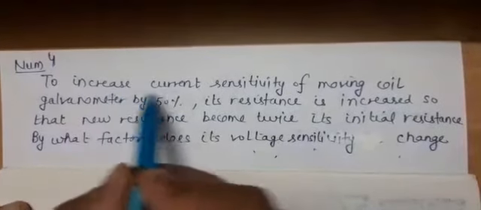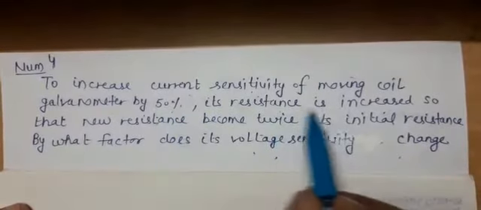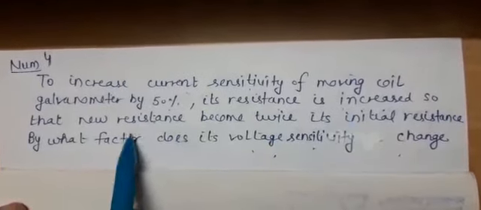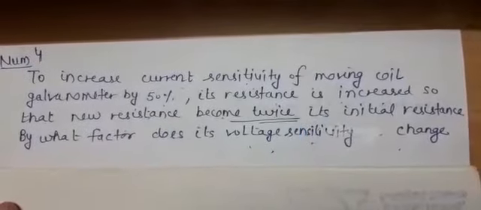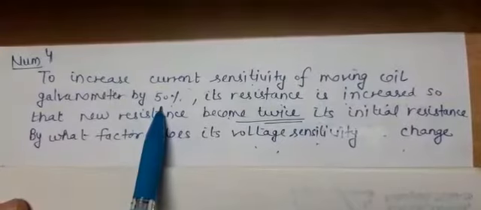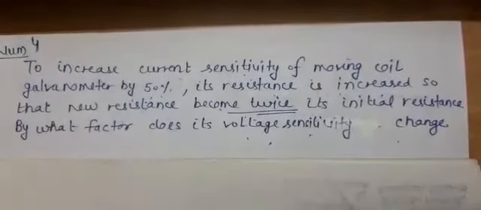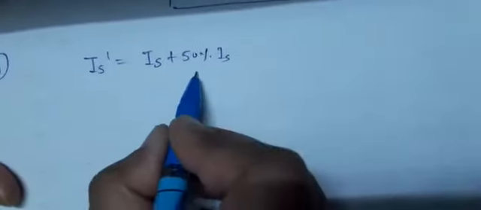See, to increase current sensitivity by 50%, what has been done? Resistance is increased in such a way that the new resistance becomes twice the initial value. So two terms have been given: current sensitivity is increased by 50% and resistance is increased twice. So let me solve the numerical. Here current sensitivity has to be increased by 50%. So 50% of the initial one, and that will be the new one increased by 50%.